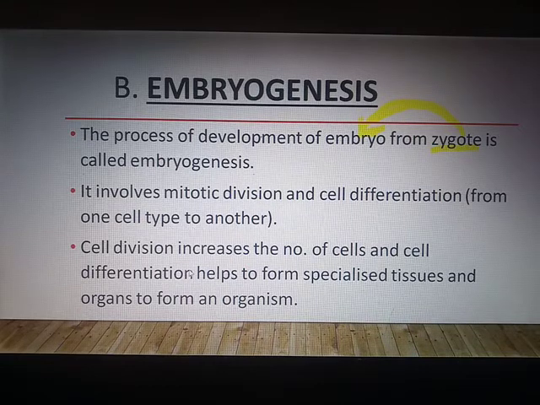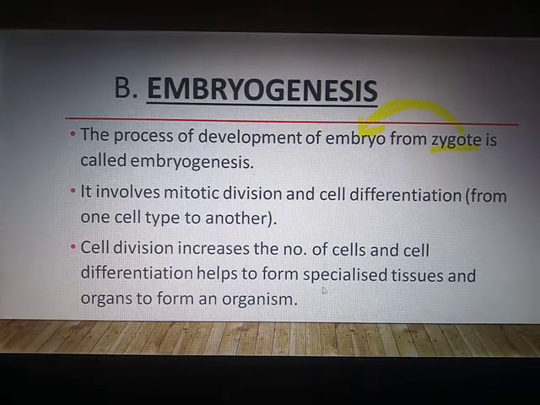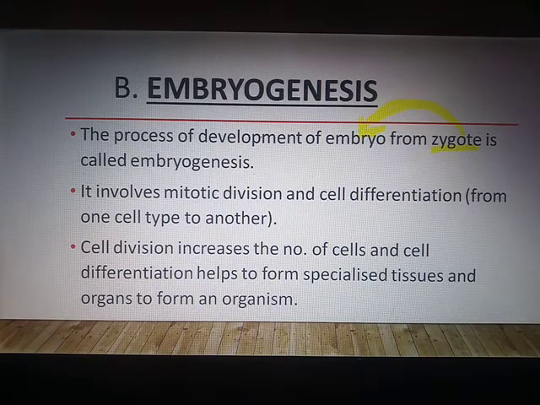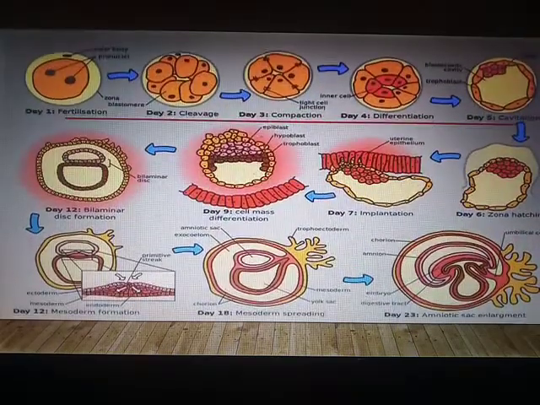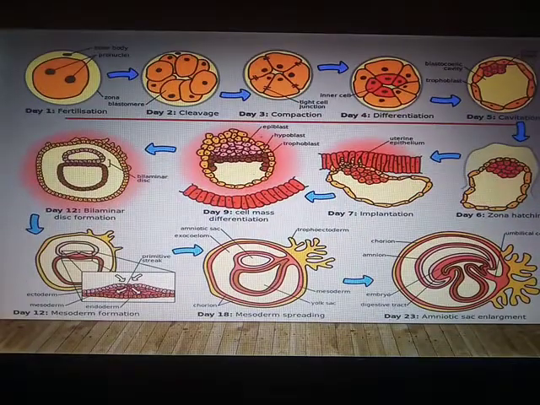Cell differentiation helps to form specialized tissue. Specialized tissue means adipose tissue, cardiac tissue, and other tissues in the body, and tissues combine to form organs, and organs combine to form organism. So this is the embryogenesis process. I hope you all understand this. So let us see the diagrammatic representation of embryogenesis in detail.